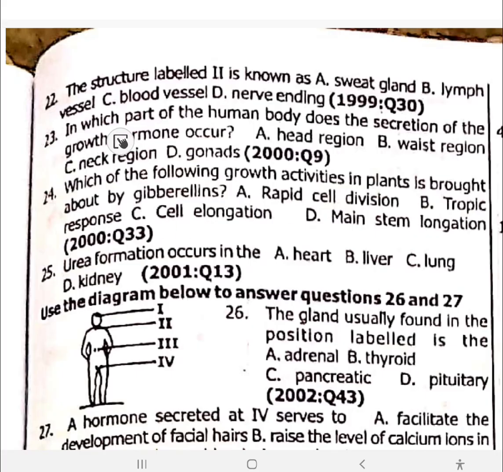23. In which part of the human body does the secretion of the growth hormone occur? Growth hormone occurs precisely in the pituitary gland. Pituitary gland, which is located in the head region. So the region is the head region, option A.